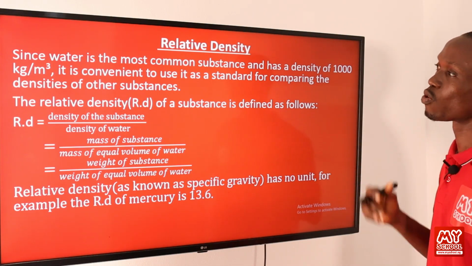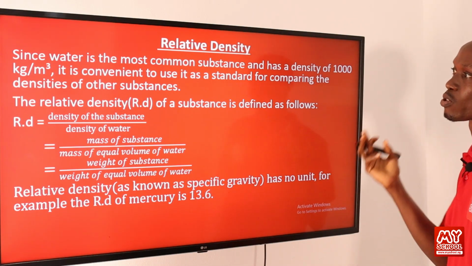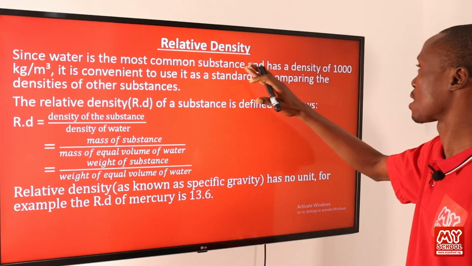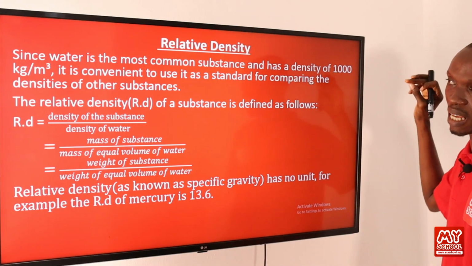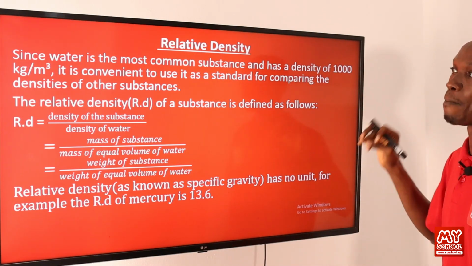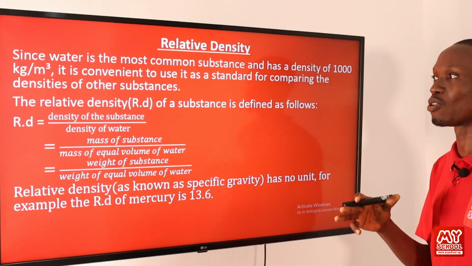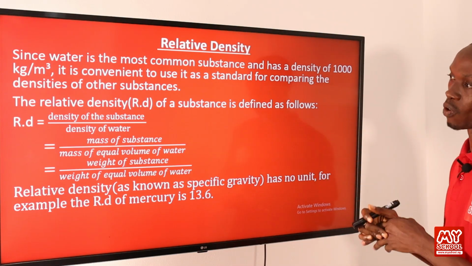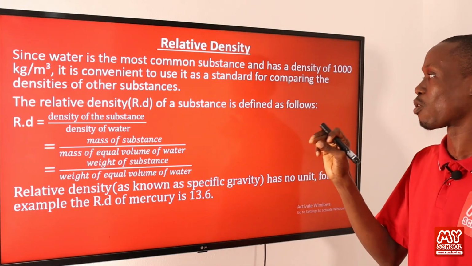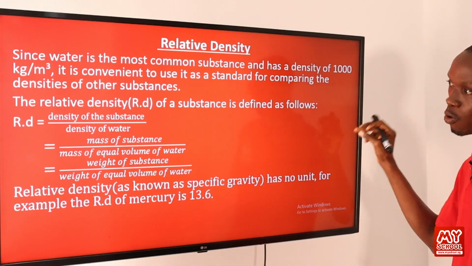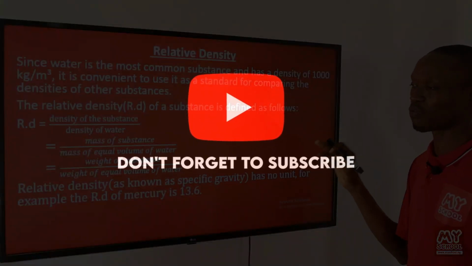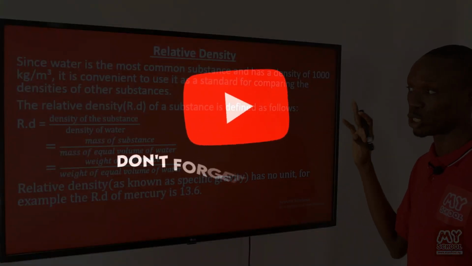Let's talk about relative density. Since water is the most common substance and has a density of 1000 kilogram per meter cube, it is convenient to use it as a standard for comparing the density of other substances. That being said, the relative density of a substance is defined as follows. What you must take note of is that relative density is a ratio.